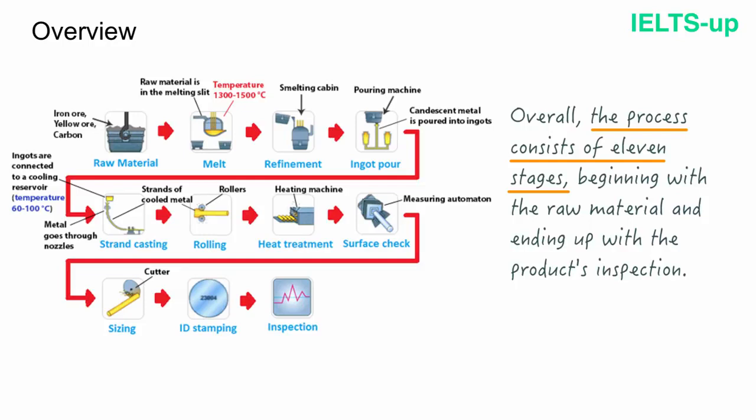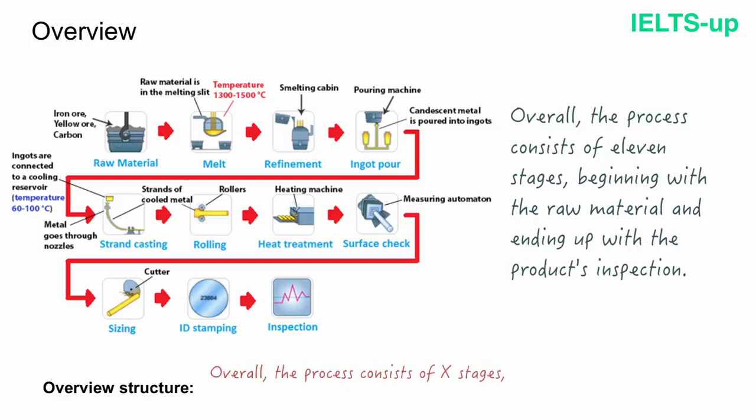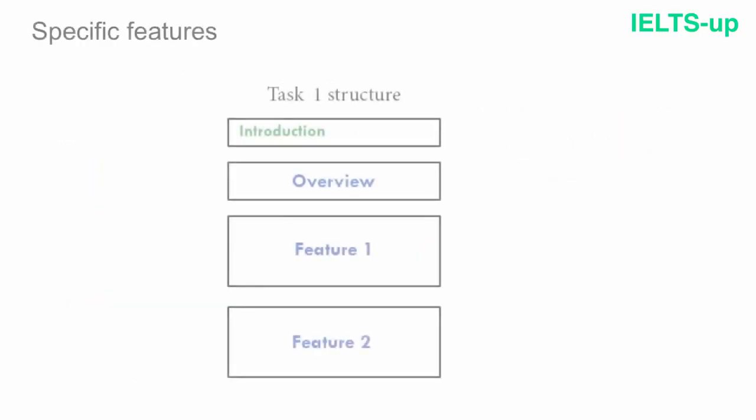And I also wrote how our process begins and ends. For this, I used the phrases, beginning with and ending up with. So, this is how you should structure your overview. Overall, the process consists of X stages, beginning with something and ending up with something. Well, that's all with our overview, and we move on to the next paragraph.